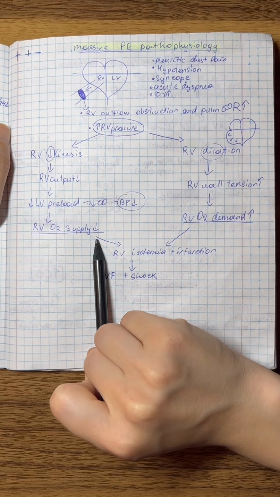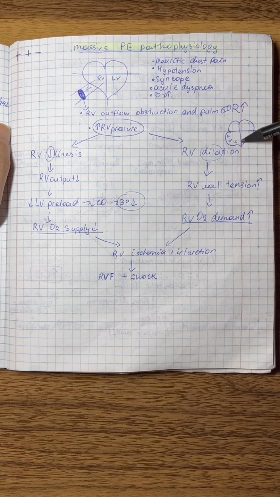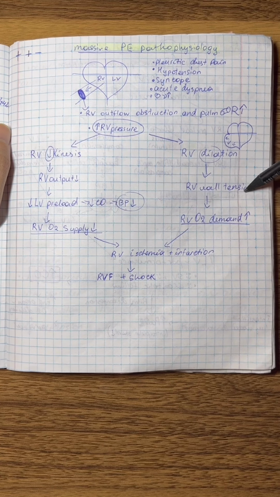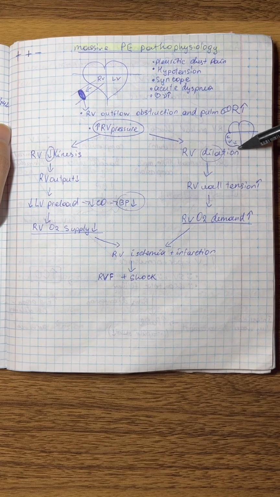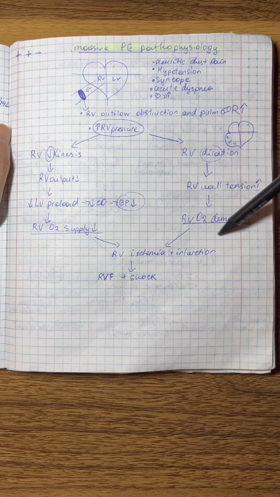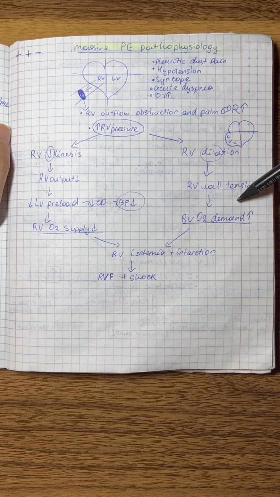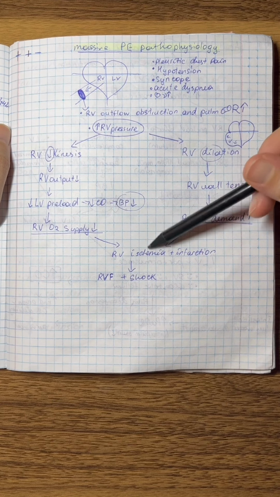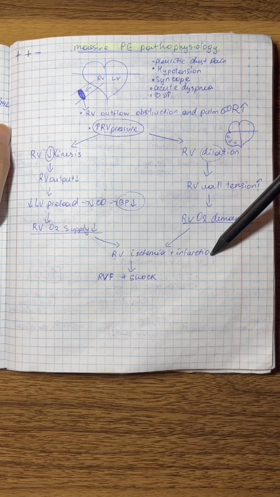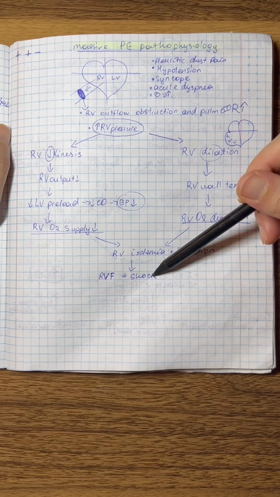Right ventricular dilation will increase the right ventricular wall tension, and if the tension is increased, obviously right ventricular oxygen demand will be increased too. So when the demand is increased and the right ventricular oxygen supply is low, we will eventually have right ventricular ischemia and infarction, which can lead to right ventricular failure and shock.